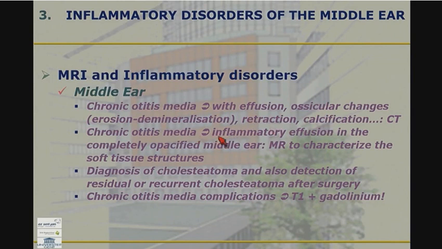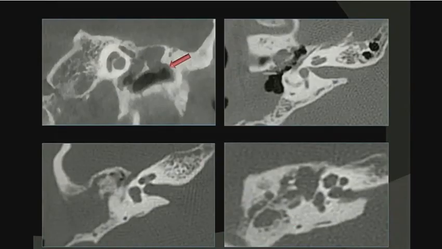But once you have an effusion which completely obliterates the middle ear, there's no way to look at it or to use MRI. And that's where it becomes important to see if you have a cholesteatoma or other tissues in the middle ear. So, MRI. If you have complications, easy T1 with gadolinium.